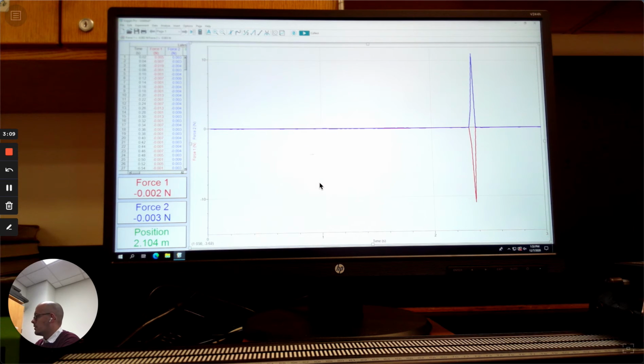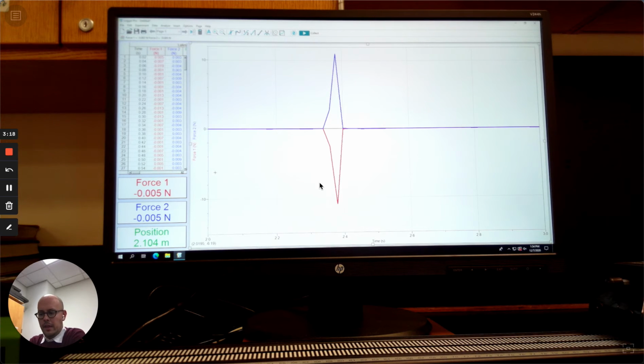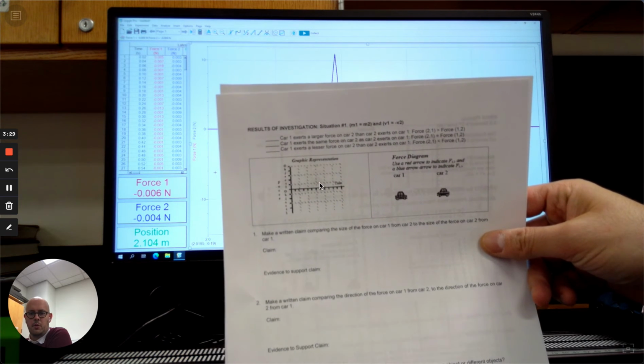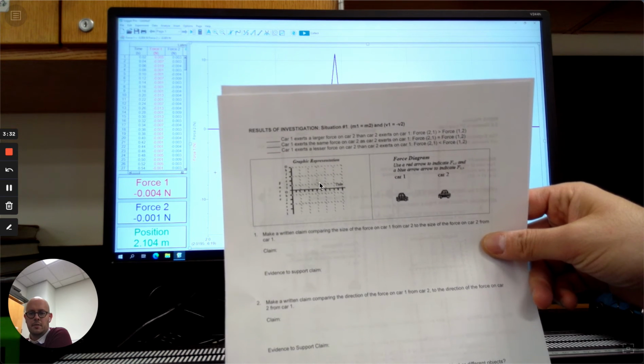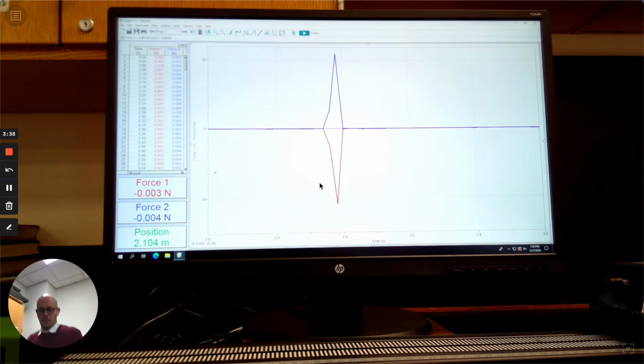Okay, and so what you're going to do is, in your handout where it says graphic representation, this is on the second page, I'll put it up here so you can see. Kind of right where my mouse is, you're going to draw these graphs in different colors. The other thing you're going to do is draw a force diagram. It says red and blue, so let me go grab a red and a blue pen. Use a red arrow to indicate F12 and a blue arrow to indicate F21.